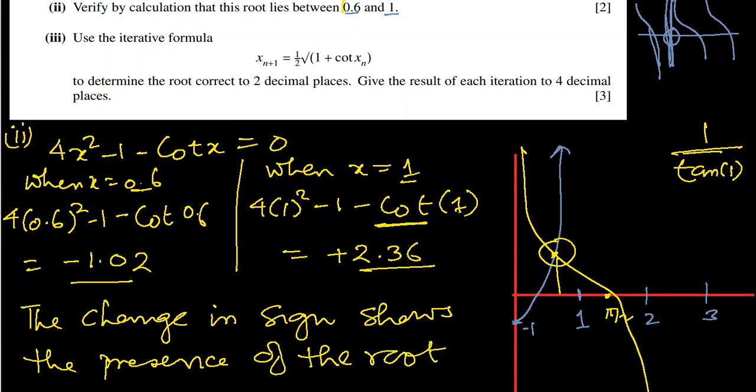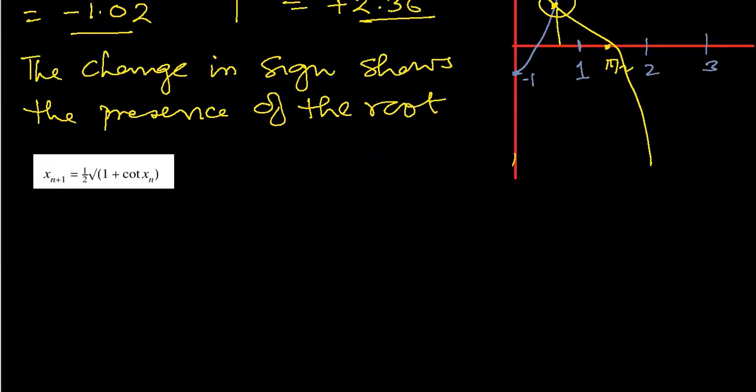Let's move on to part 3, which says use the iterative formula to determine the root up to 2 decimal places. Give the result of each iteration in 4 decimal places. So let me copy this one and restart the whole question again. So here it is. Since the answer is between 0.6 and 1, we'll start with 0.8. So let's write x1 equal to 0.8.